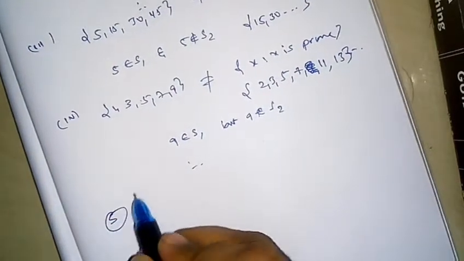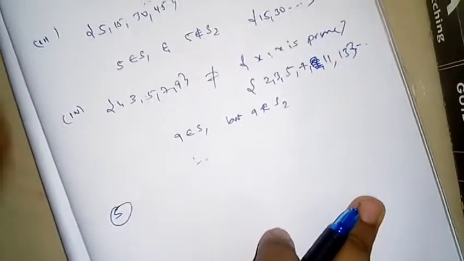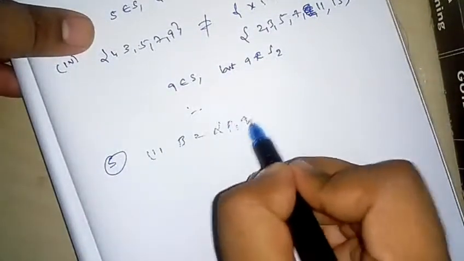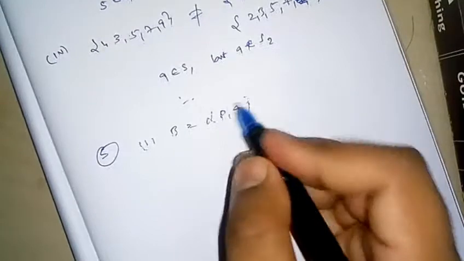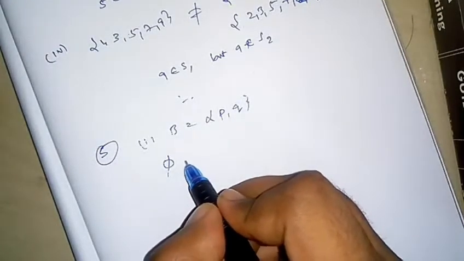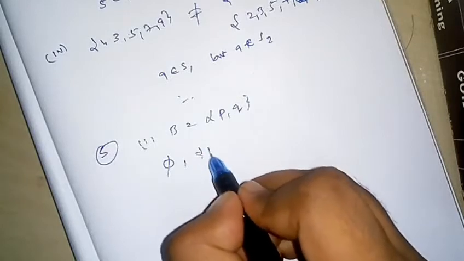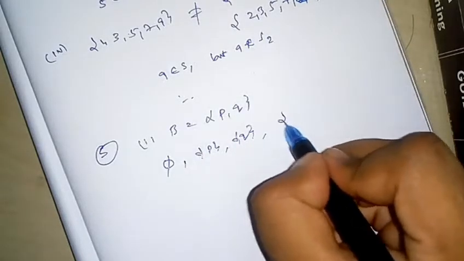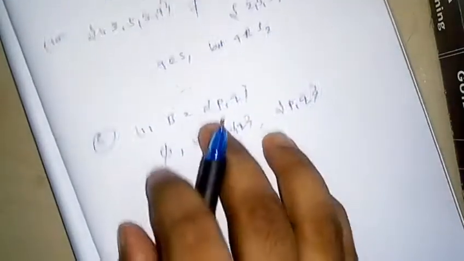Next, fifth question. List all the subsets of the following. First one, B is equal to {P, Q}. Starting with 0 elements, the empty set is a subset of any set. With one element it is {P}, and {Q}, and with two elements it is {P, Q}. So these are the subsets of B.